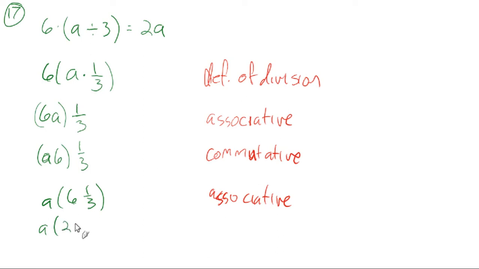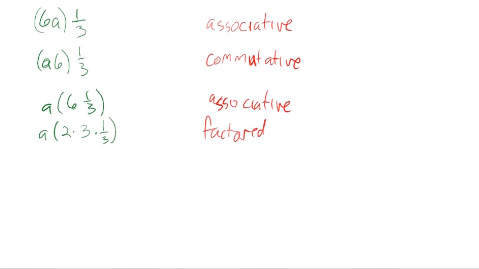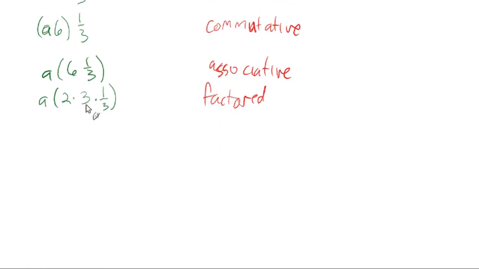We can just break this down to the factors of 2 and 3. Factor of 2 and 3, 3 times 1/3. Okay. So we just factored. And then 3 times 1/3. Well, 1/3 is what's called the reciprocal of 3. It's also called the multiplicative inverse of 3. 3 times 1/3 is 1. So a times 2 times 1.